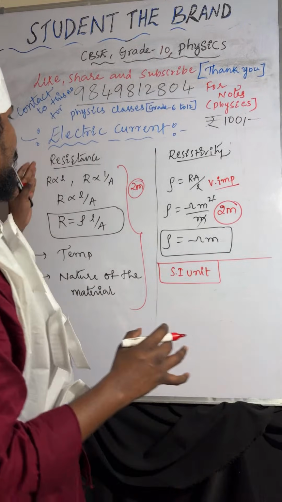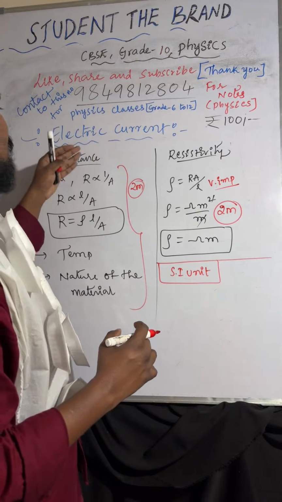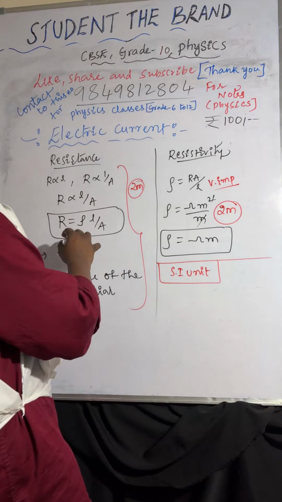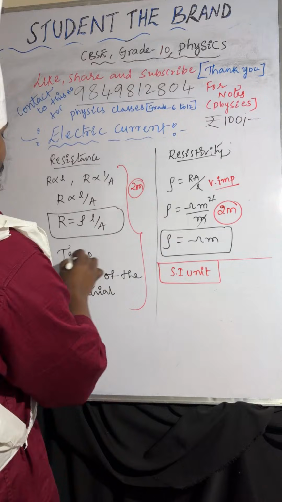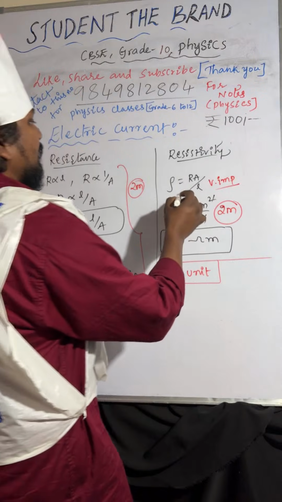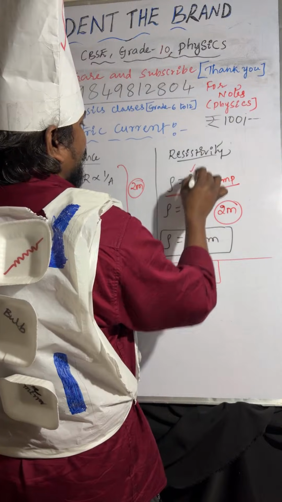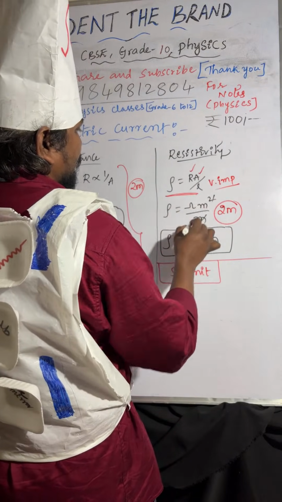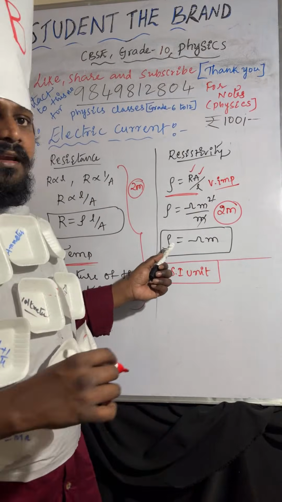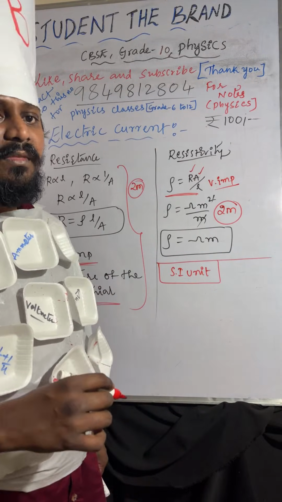Differences once again: resistance is directly proportional to the length of the conductor and inversely proportional to the area of the cross section. R equal to rho into L by A. Resistance depends on temperature and on the nature of the material. Resistivity is rho equal to RA by L. The SI unit of resistance is ohm, of area is meter square, and of length is meter. So meter gets cancelled, and the remaining value is rho equal to ohm meter.